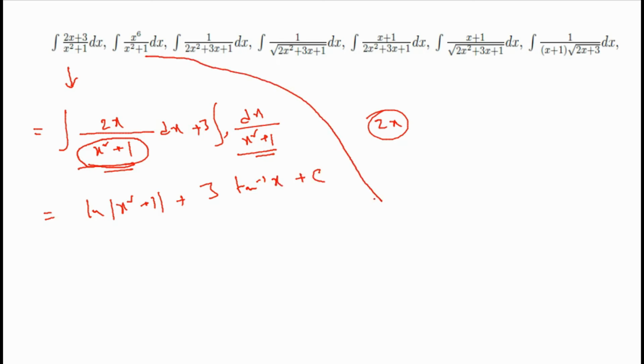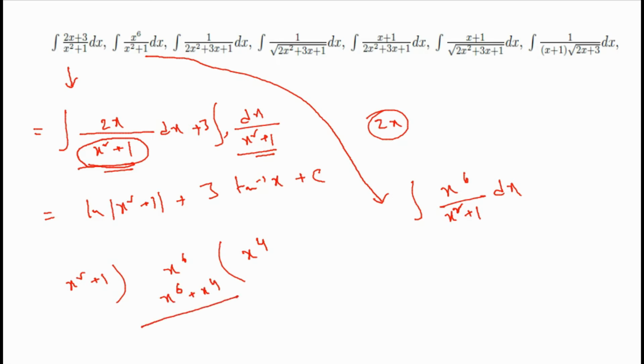Next, integration x power 6 by x square plus 1. Now what you can do, you can just divide by this x square plus 1, and here x to the power 6. If you divide this, there will be x to the power 4. So x to the power 6 plus x to the power 4, so minus minus.